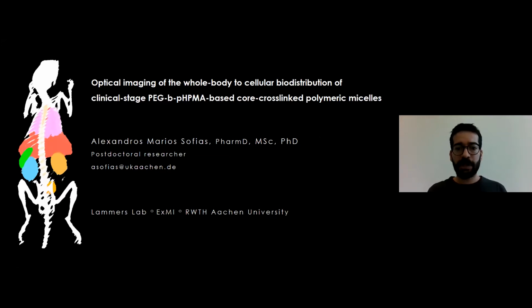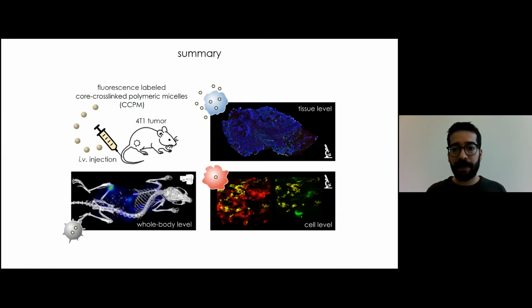So what we did is that we used optical imaging at different levels of spatial resolution to identify the biodistribution profile of a polymeric micelle. To give a short summary of what I will present today, we used a polymeric micelle labeled with fluorescence, and we injected that intravenously in mice bearing 4T1 tumors. The first thing we did is to scan it at organism level with an optical imaging scanner, and then to continue with histological analysis and microscopy to identify the biodistribution of the nanoparticle at tissue and cell level.